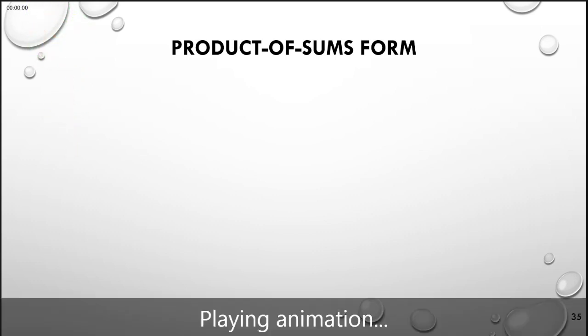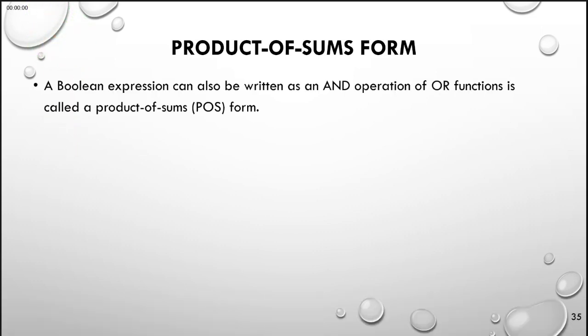We now talk about the product of sums form. This is not very common, but you realize it's also very valuable when you are solving or simplifying expressions in Boolean algebra. We say that Boolean expressions can be written as an AND operation of OR functions, and when we do that, we refer to it as product of sums. And again, this is very simple.